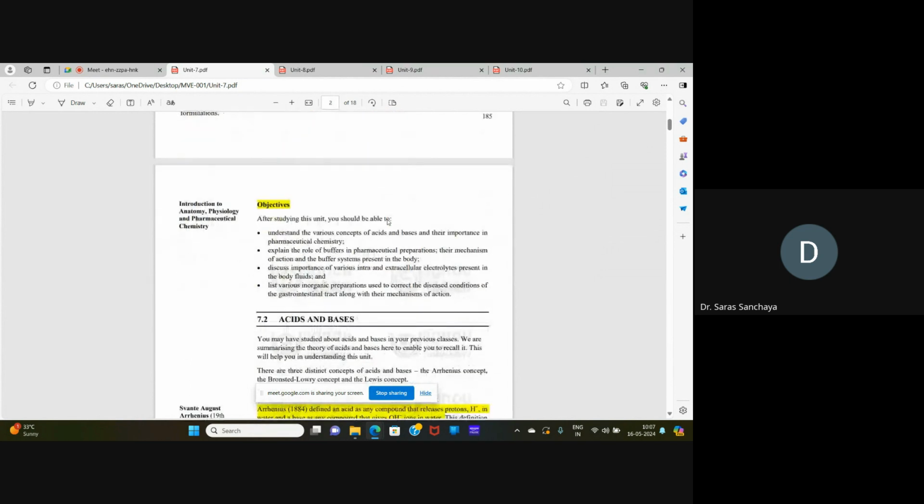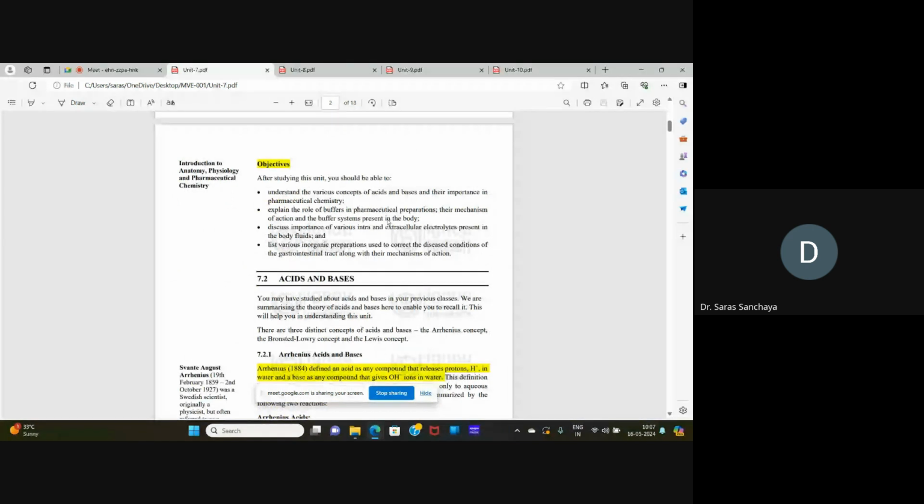What are the objectives of this unit? Understand the various concepts of acids and bases and their importance in pharmaceutical chemistry. Explain the role of buffers in pharmaceutical preparations, their mechanism of action, and buffer systems present in the body. Discuss importance of various intra and extracellular electrolytes present in the body fluids, and list various inorganic preparations used to correct the diseased conditions of the gastrointestinal tract along with their mechanisms of action.